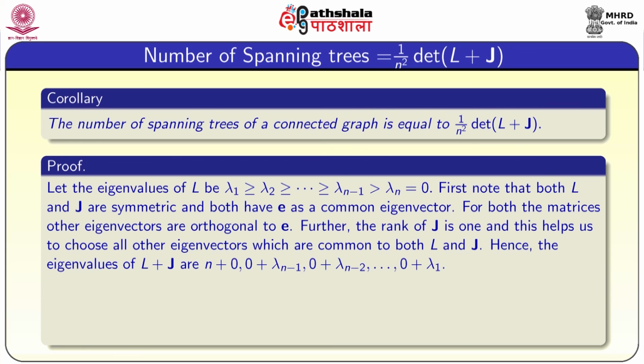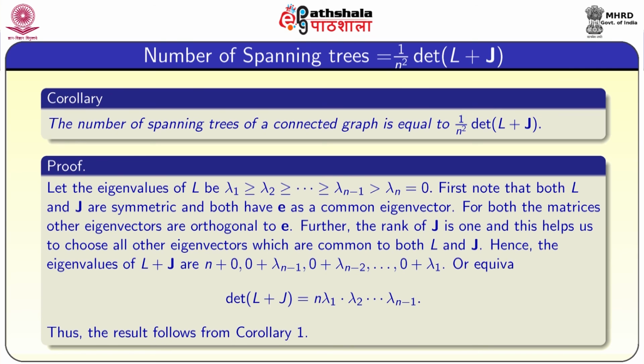Hence, the eigenvalues of L plus J are n plus 0, 0 plus lambda n minus 1, and so on, 0 plus lambda 1. Or equivalently, the determinant of L plus J is equal to n times lambda 1 into lambda 2 and so on up to lambda n minus 1. So now the result trivially follows from the previous corollary. We know that tau of x, the number of spanning trees, is equal to lambda 1 into lambda 2 and so on up to lambda n minus 1, divided by n. So hence we will get the required result.